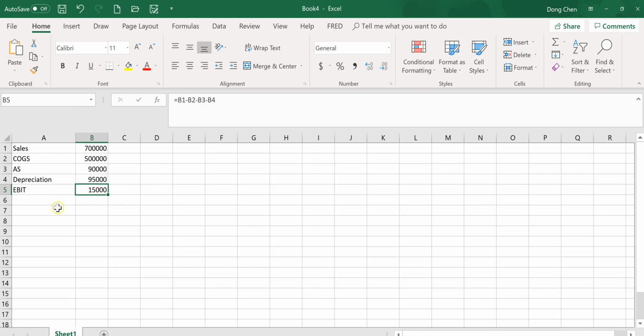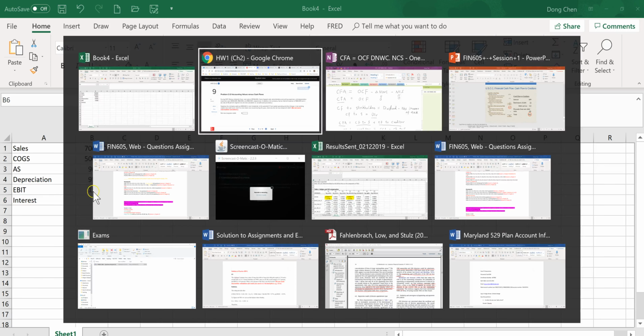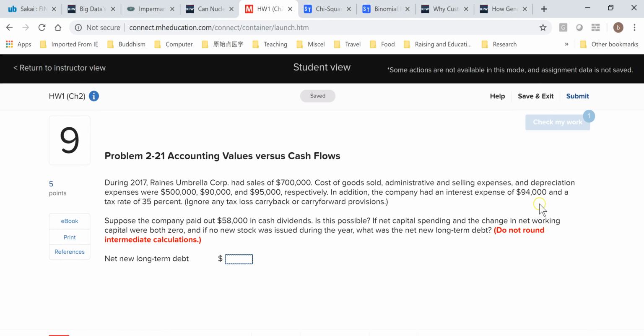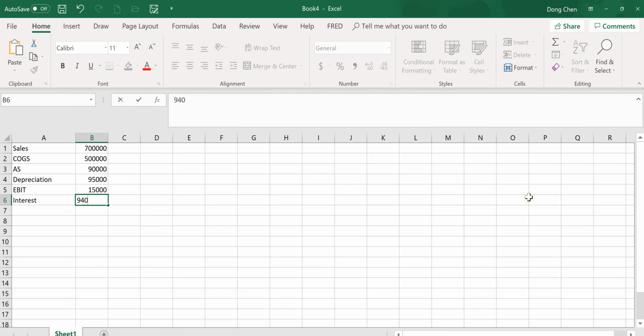So EBIT here is a positive number. The next item on the income statement is the interest, which is 94,000. And you can see that EBIT here is smaller than the interest. So that means the taxable income, which is also called EBT, earnings before taxes, will be a negative number.